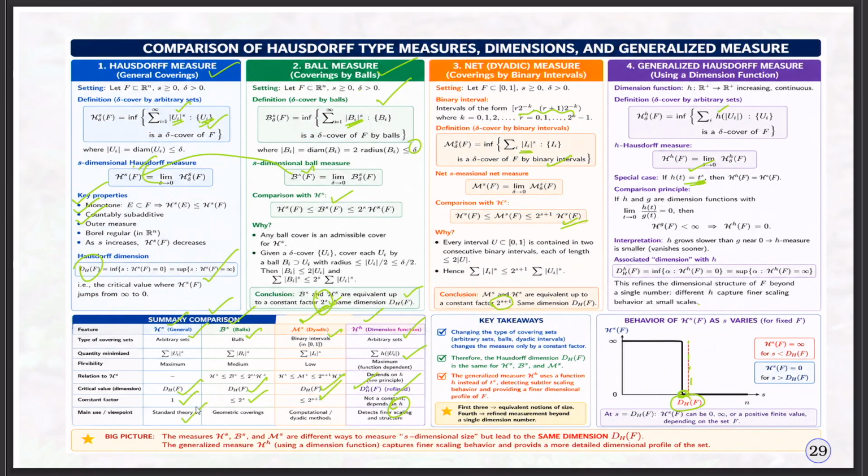So this is the standard theory to calculate the Hausdorff dimension of the set F. This is the geometric covering, this is the computational covering by intervals, and this detects finer scaling and the more geometrical structure of the object. So the measures H^s, B^s and M^s are different ways to measure s-dimensional size but lead to the same dimension of F. The generalized measure H^h using the dimension function captures finer scaling behavior and provides a more detailed dimension profile of the set.